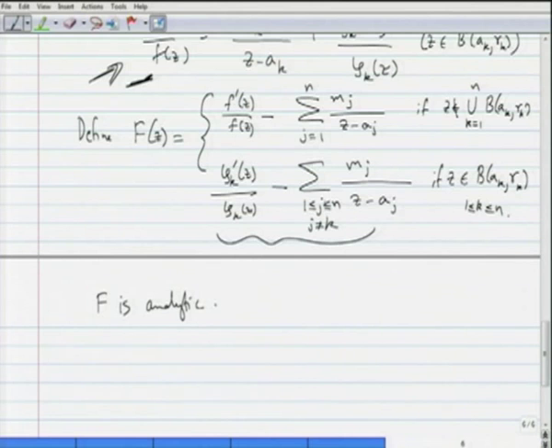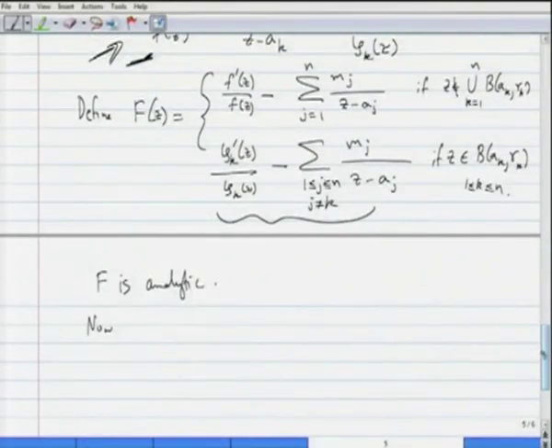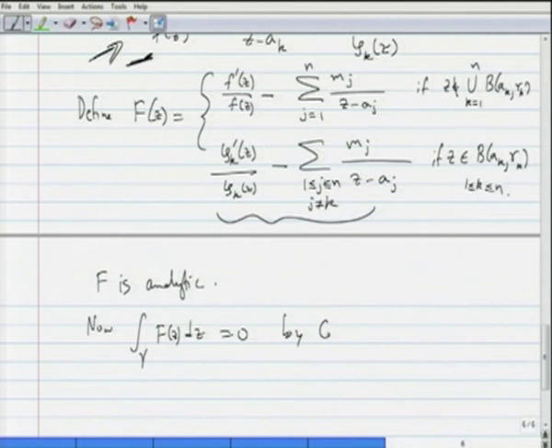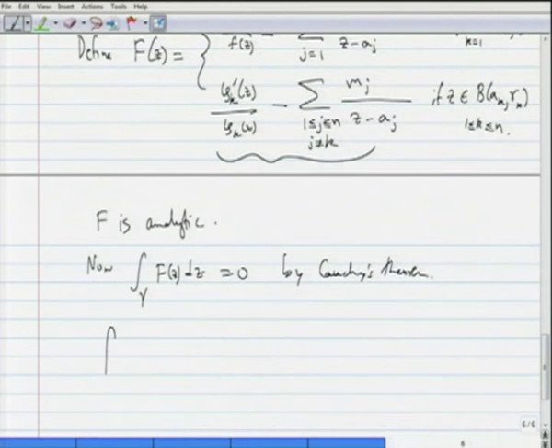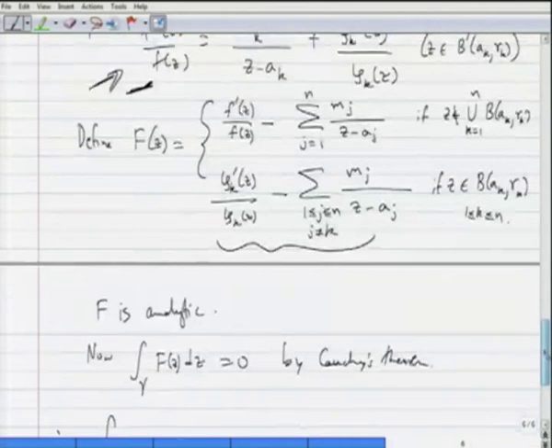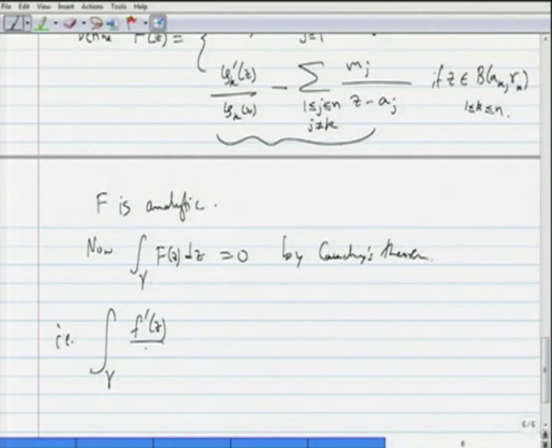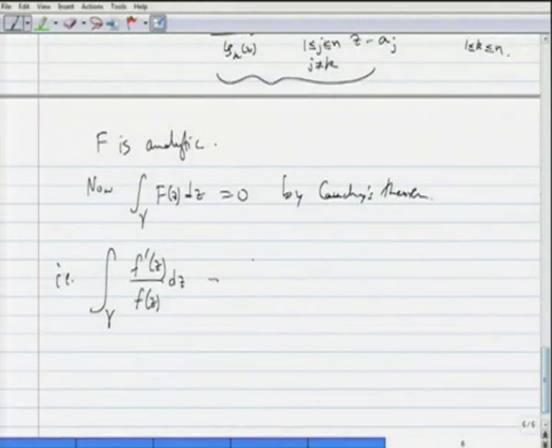And now the conclusion follows. What I should say is, now integral over gamma of F of z dz is 0 by Cauchy's theorem. And since outside of all these disks capital F has this definition, the integral over gamma of f prime of z divided by f of z dz minus the sum, j equals 1 through n, of the integral of m_j by z minus a_j dz is equal to 0, the integration on gamma.